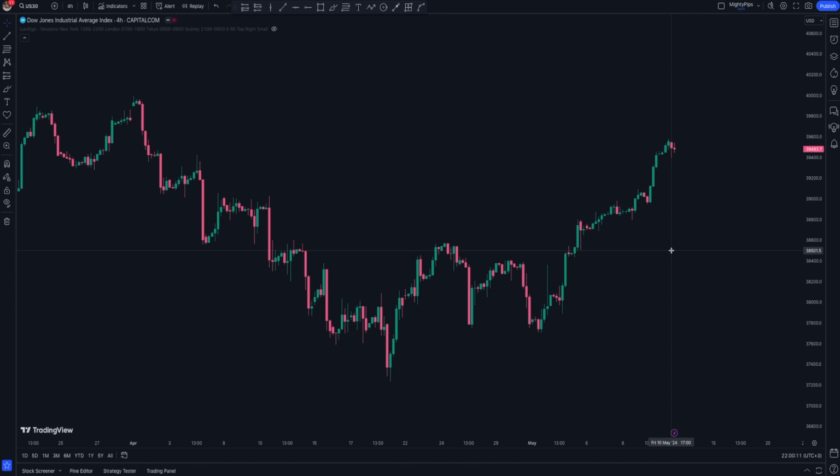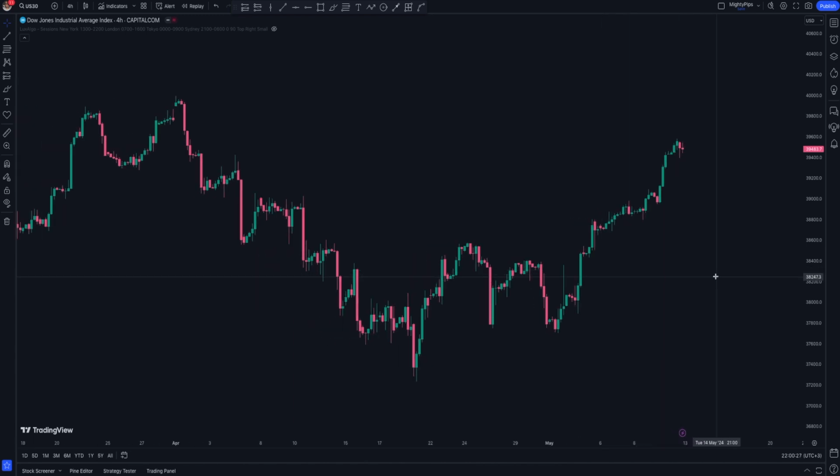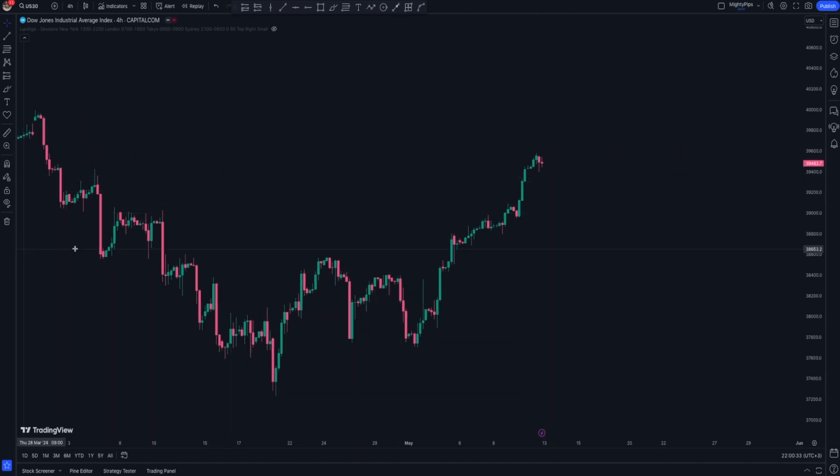For example, if you are going to be swing trading, you want to look at the higher time frames, okay? If you are going to day trade, you want to look at the lower time frames, okay? If you're going to scalp, you look at the intraday time frames. For example, in this example, we are going to day trade, so we are going to start from the 4-hour as the higher time frame.